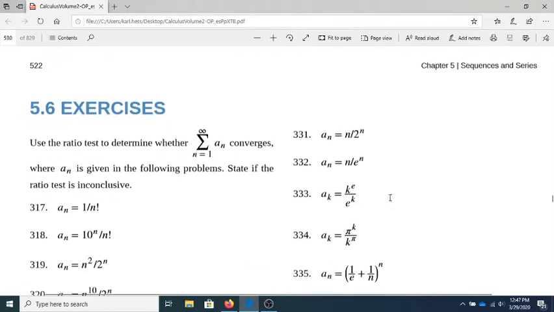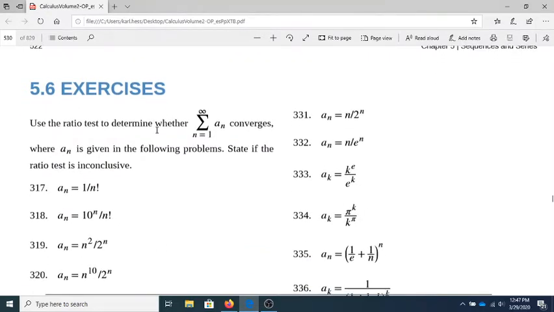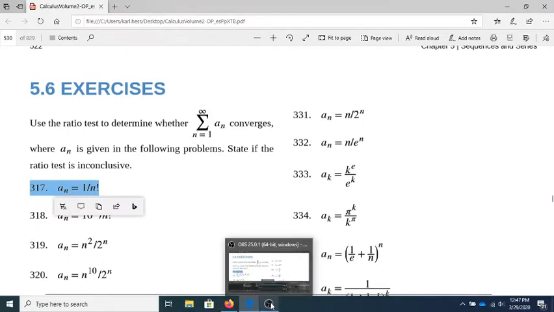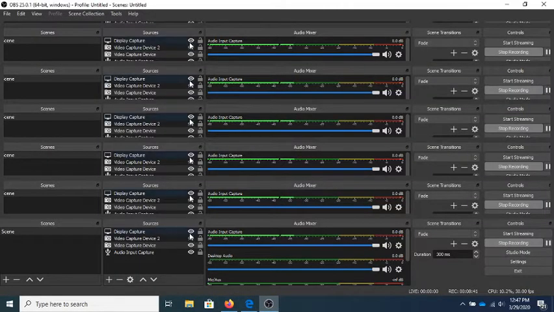Aha, here we go. So, use the ratio test to determine whether the series, whose nth term is a sub n, converges, where a sub n is given in the following problems. Okay, state if the ratio test is inconclusive. So, in 317, the nth term of our series is 1 over n factorial. Okay, so this is exactly the sort of thing that I said the ratio test would be good for. Alright, so let's have a look at this problem here.